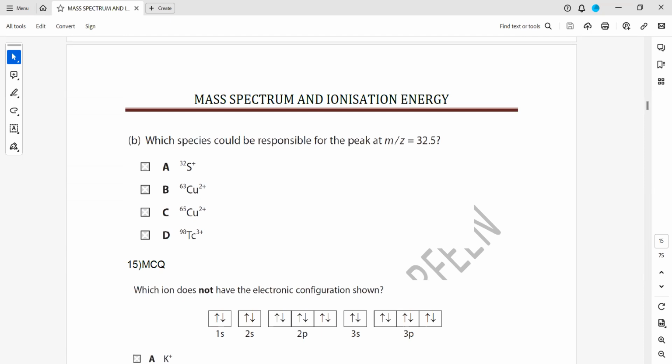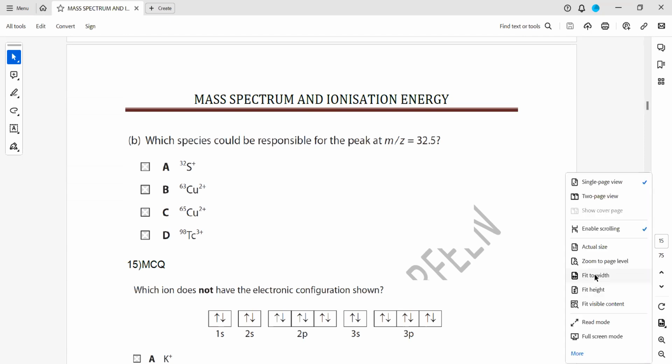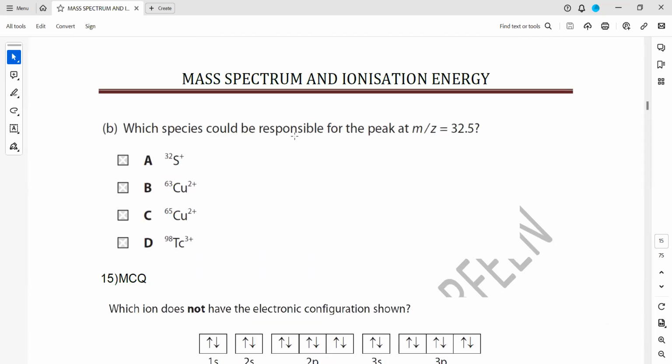The next question: which species could be responsible for the peak at 32.5? So how do we know? Look, what is the mass to charge ratio for sulfur? The mass is 32 and the charge is +1, so 32 divided by 1 will give a peak at 32.